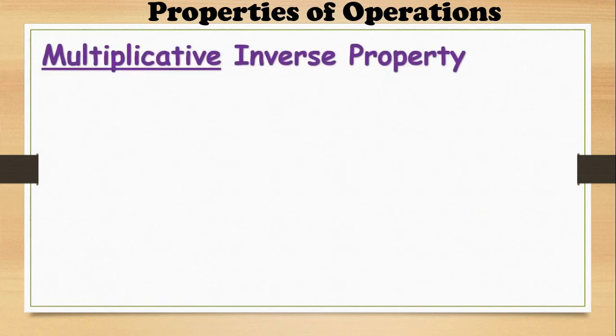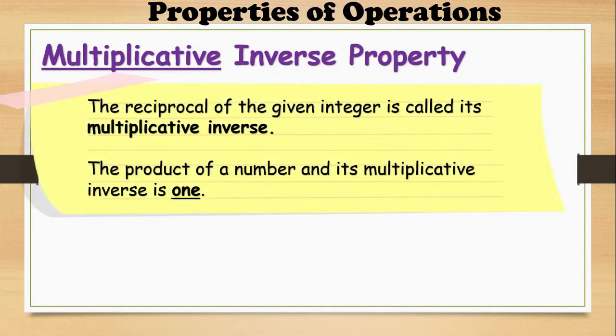Sunod, we have multiplicative inverse property. The reciprocal of the given integer is called its multiplicative inverse. So, iba siya doon sa additive inverse kasi kukunin natin yung reciprocal niya. From numerator to denominator and denominator to numerator. So the product of a number and its multiplicative inverse is 1.